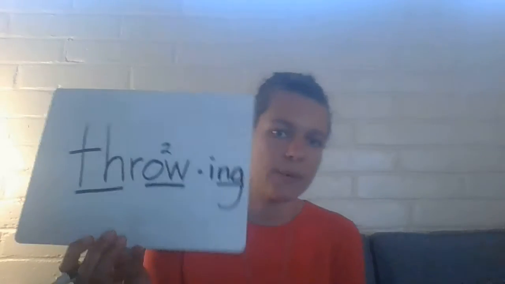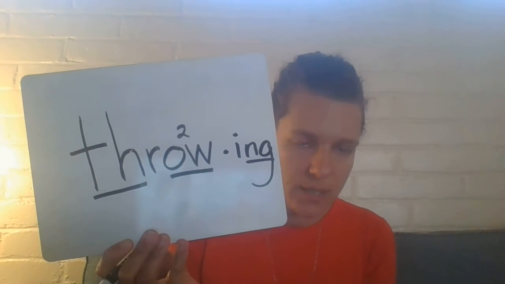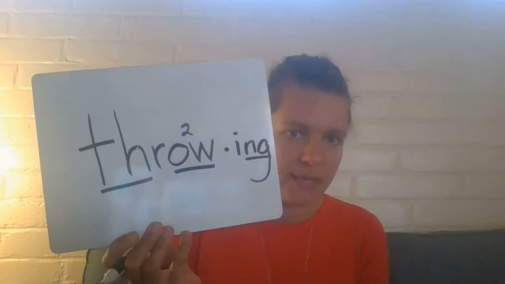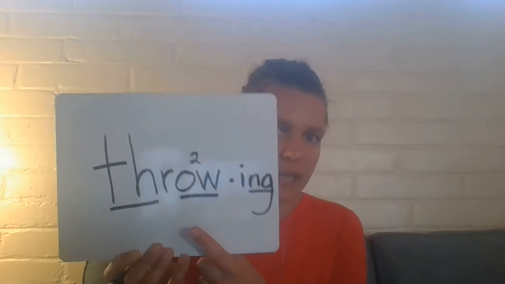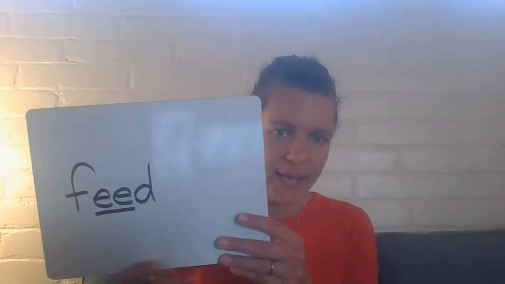All right, this is what your throwing should look like. If it doesn't, pause the video and make yours look like mine. All right, our next verb we're going to review is feed. Which E do we use in feed? Good, we use E-double-E. So go ahead and write your base word, feed. All right, this is what our feed should look like.